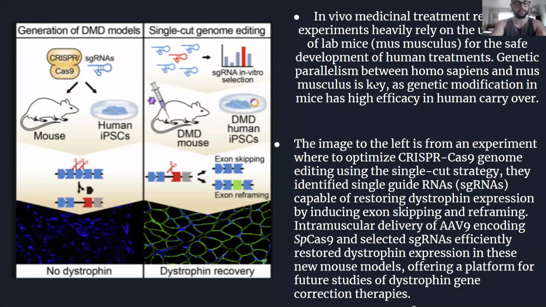This is just further explaining the importance of genetic parallelism. And this shows how CRISPR-Cas9 works in mice and how it would work in humans if there is parallelism, which there is, in a carryover experiment.